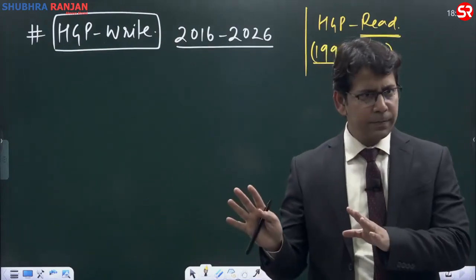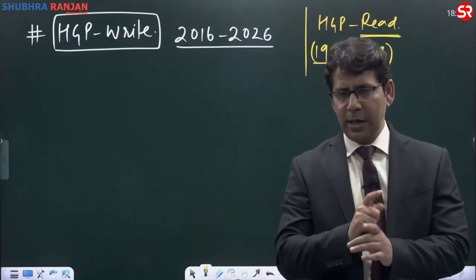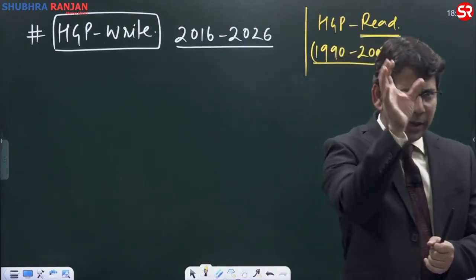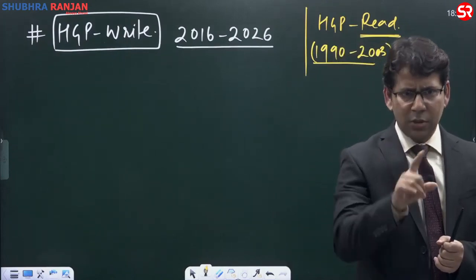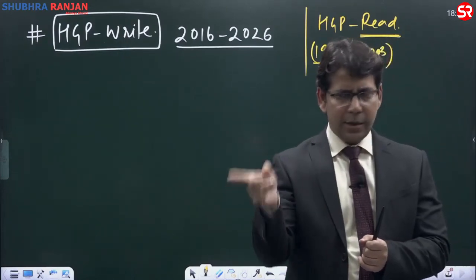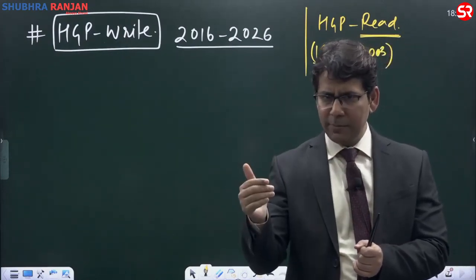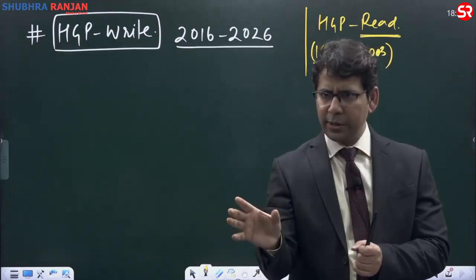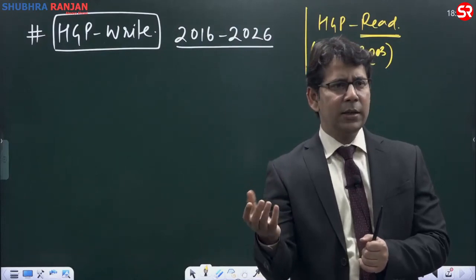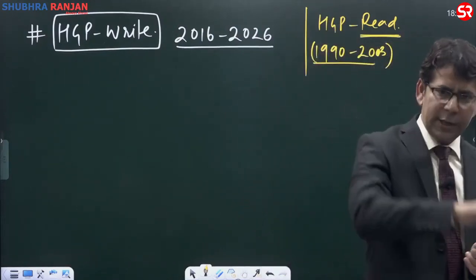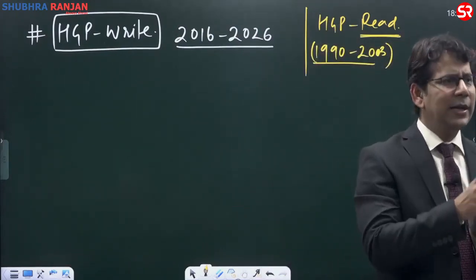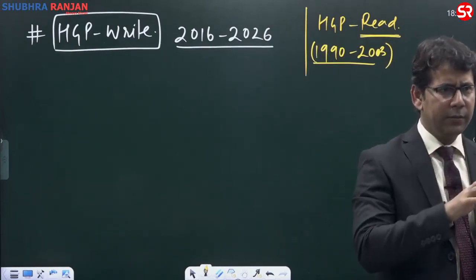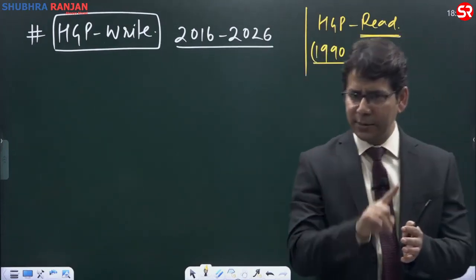We are doing the reverse. In HGP write, we are going to create a database on computer, a database of adenine, guanine, cytosine, thymine, according to our own formula. We are going to create it, and then once we create it, we are going to put it onto the DNA. We are going to create a DNA in the laboratory where all the data according to our wish will be there. That is why it is called HGP write.